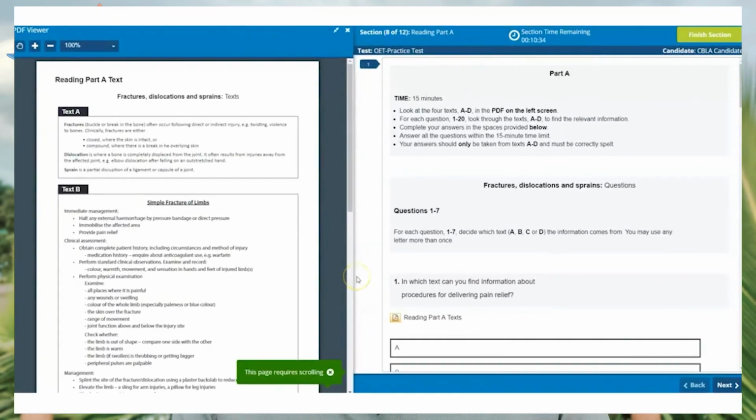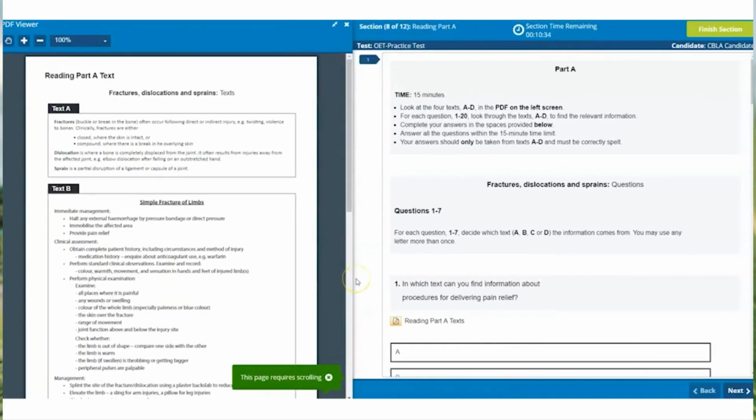In the reading subtest, the screen will be divided into two halves. On the left side of the screen you will see the text, and on the right side you will see the questions with answer space. Once part A is over, there will be a 10 minute scheduled break. This break, if you want, you can take. Otherwise, you can continue with your part B and C.